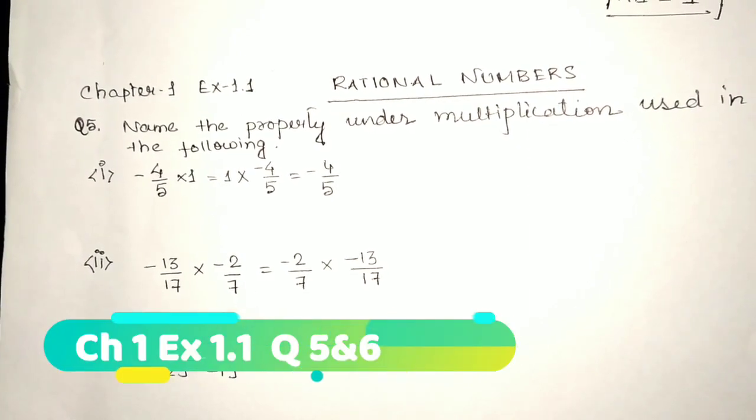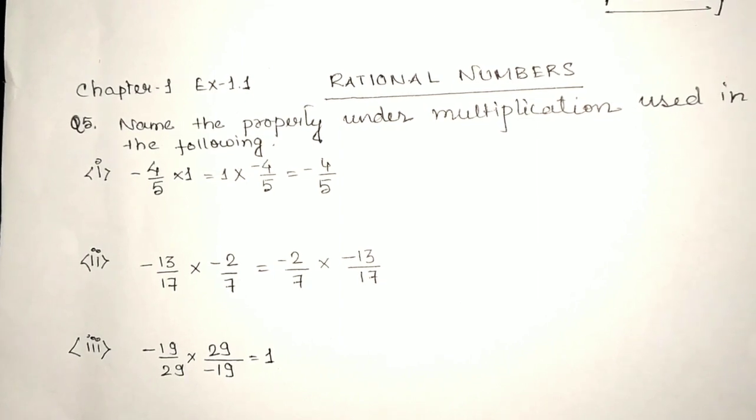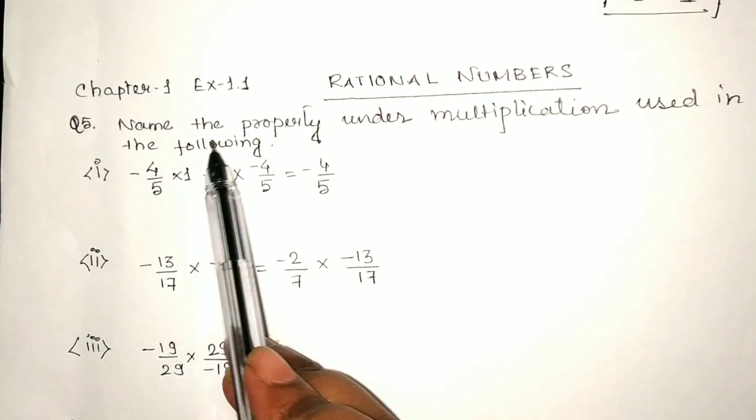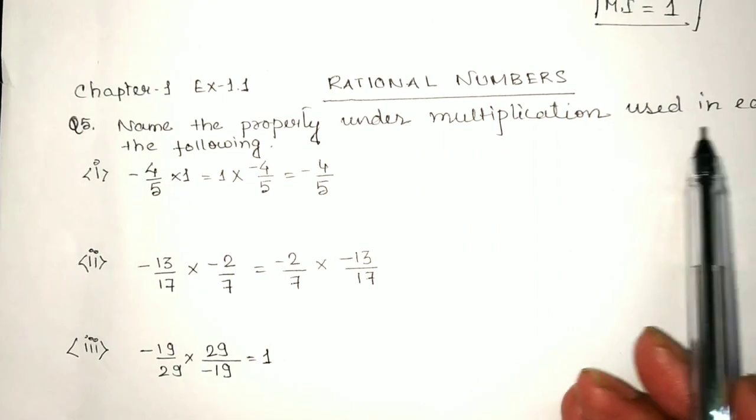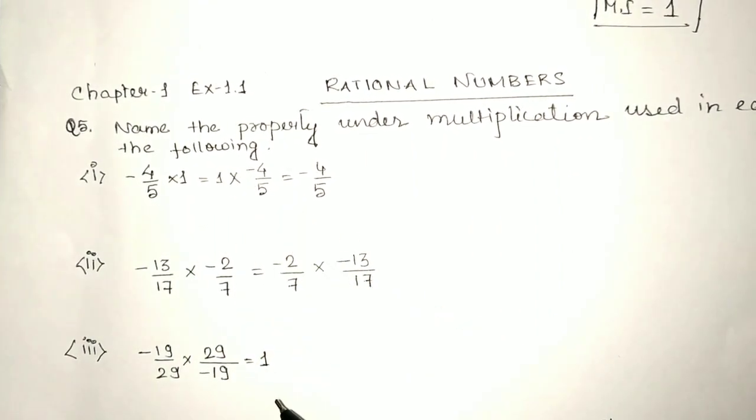Hello everyone, now we are starting with question number 5 of exercise 1.1. In this question we have to name the property of multiplication used in each of the following. So here we have to name the property of this.